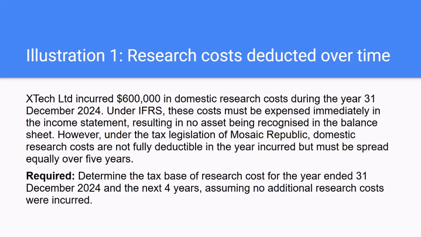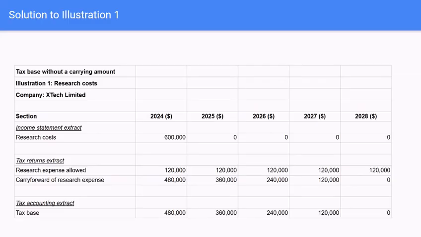And so, what we want to find out in this illustration is what's the tax base of research costs for the year ended 31 December 2024 and for the next 4 years. And we're going to assume that no additional research costs are incurred during these periods we're looking at. So we're looking at 2024 to 2028. And the next slide shows how I have solved this illustration.